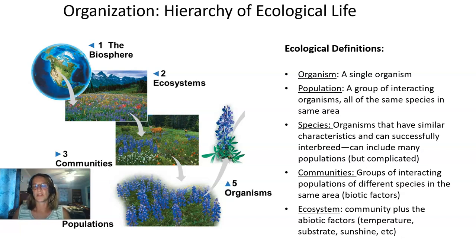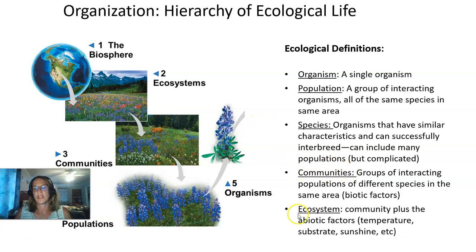Okay, so what is a community then? A community is a group of interacting populations of different species. So if you're looking at this big field, okay, there's a population of these purple flowers, there's a population of these white flowers, there's a population of deer, there's a population of other grasses. All of these different populations are interacting in a single community. So a community is a bunch of populations of different species in a single area all interacting.